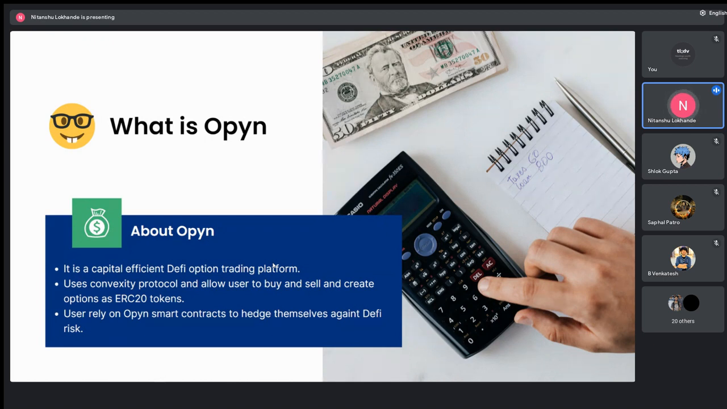Users rely on Open for hedging, again a financial term which basically means ensuring against a particular financial risk. Suppose you are holding a particular token and you're predicting that this token will have a particular price, and you are hedging your risk against that. So you can implement your option contract as an ERC20 token.